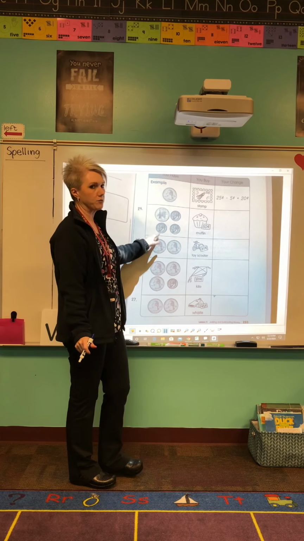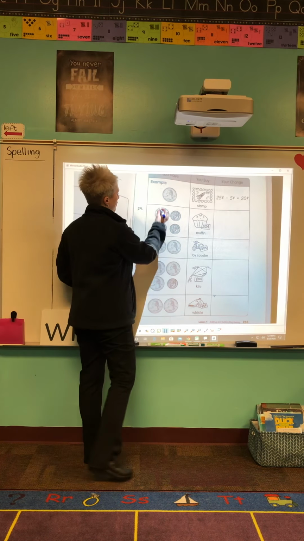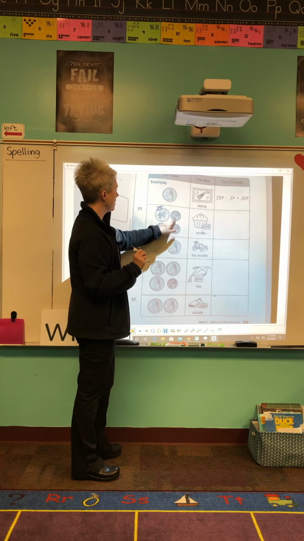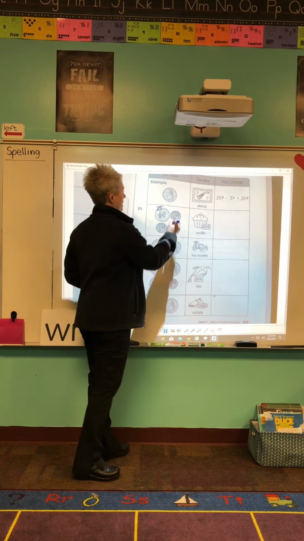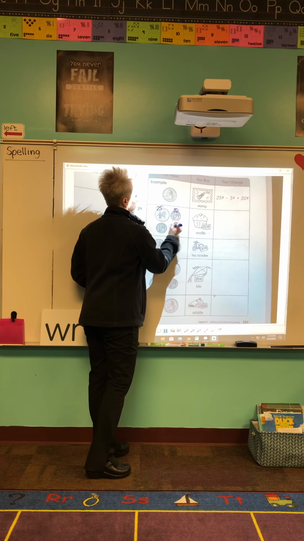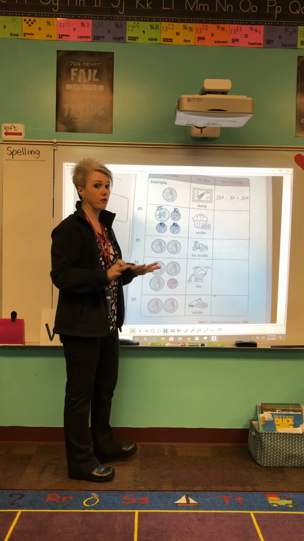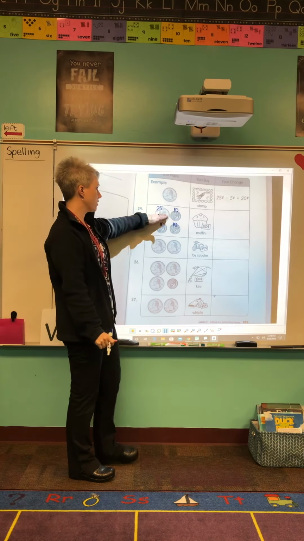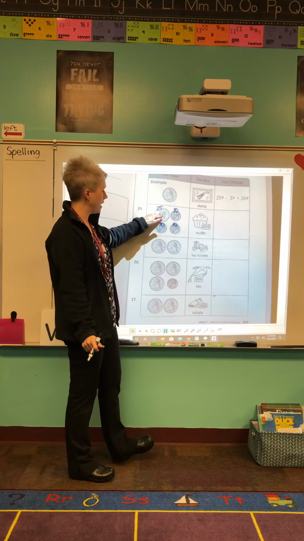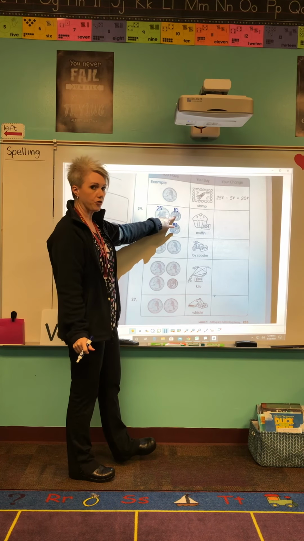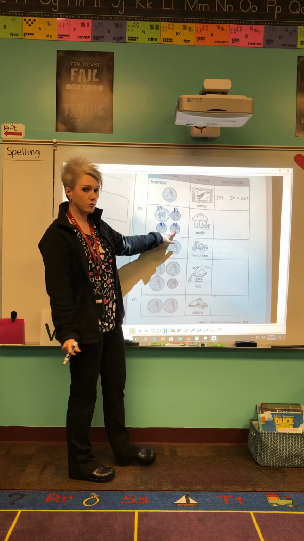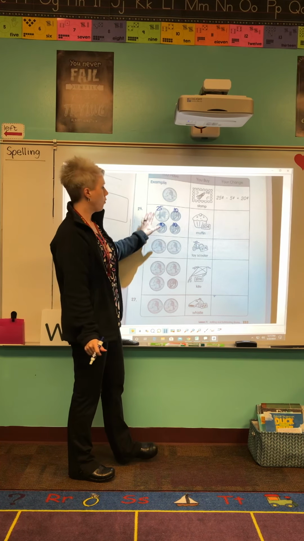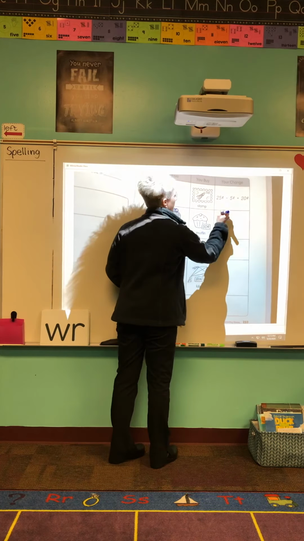First, let's count how much money we have. We have a quarter, which is worth 25 cents. We have a dime, and a dime. Those are each worth 10 cents. So let's count our money. Remember, when we count money, we have to skip count, okay? We start with our largest value, which is 25 cents, plus 10, 35, plus 10 more, 45, plus 10 more, 55. We have 55 cents.